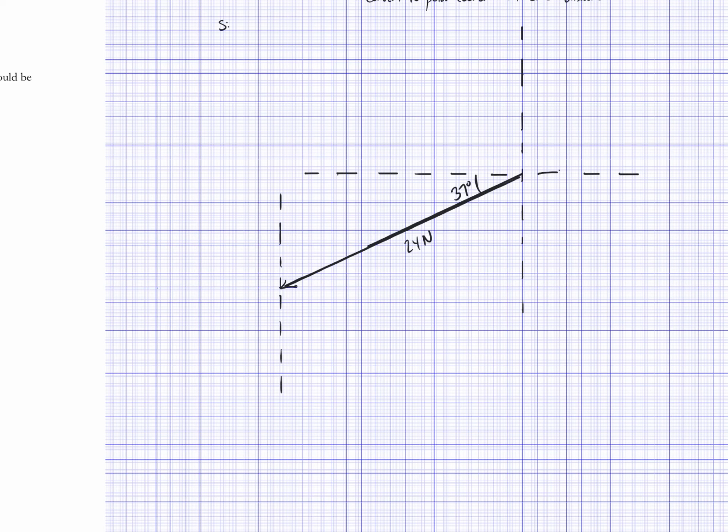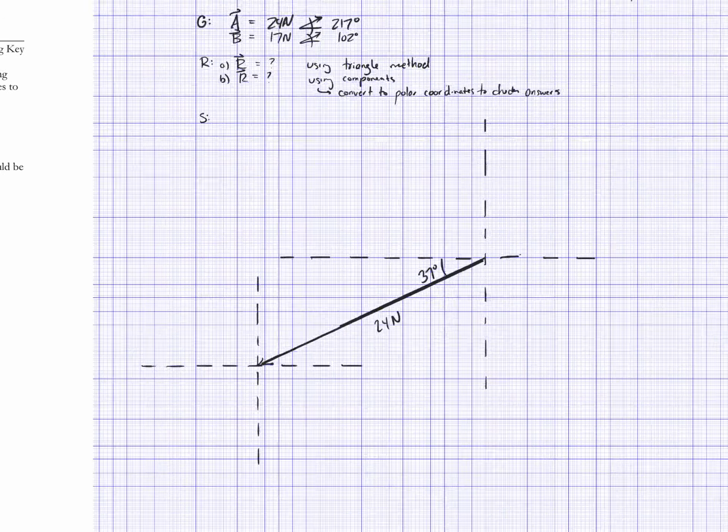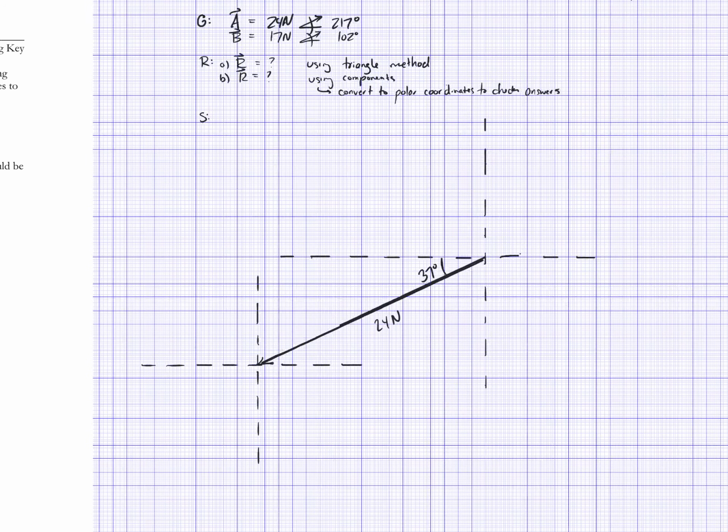So we'll draw these little dotted lines going like this. Okay, so I'll do tip to tail with B. B is 17 at 102. So we go 90 and then an additional 12. That's going to be pretty tight, because that's a pretty small thing.